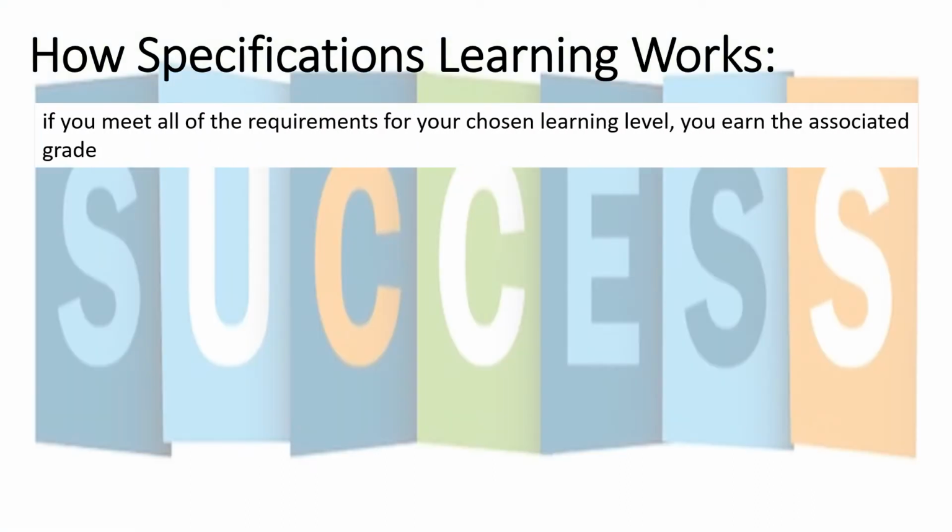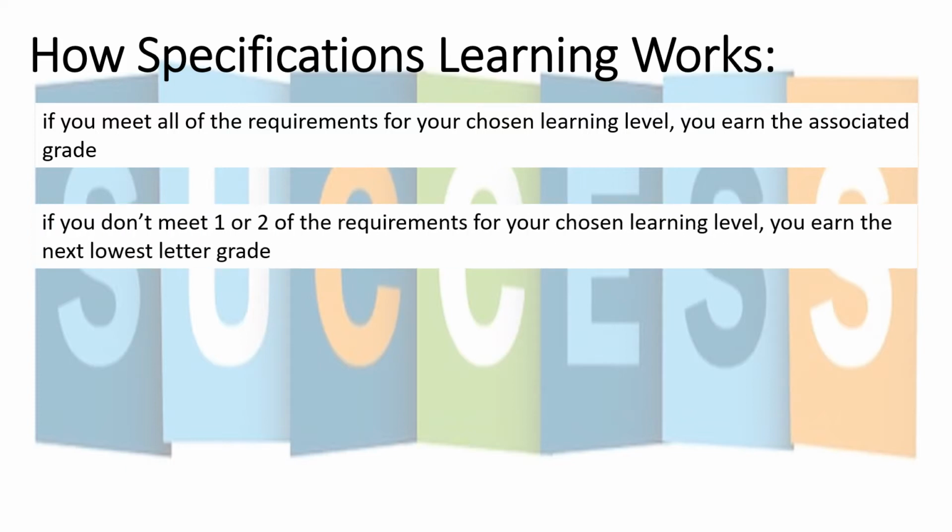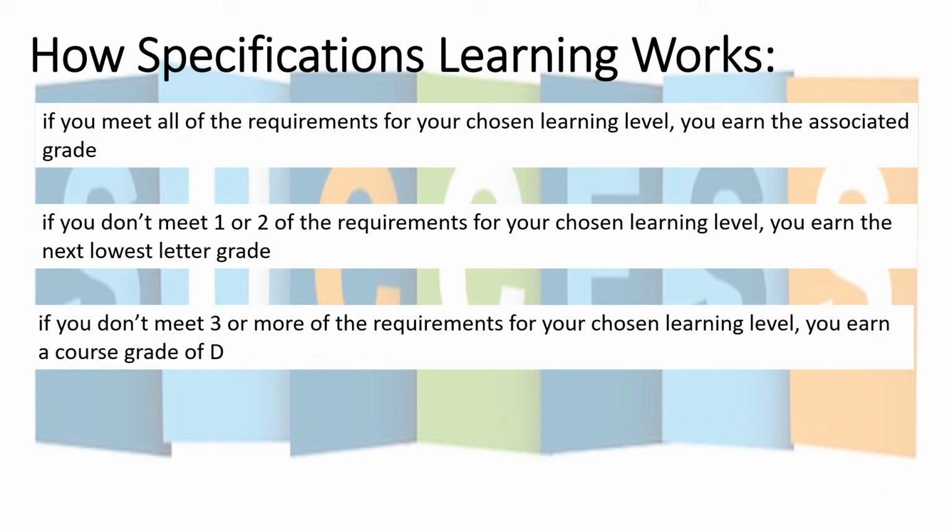If at the end of the course you have met all of the requirements for your chosen learning level, then you earn the associated course grade. So for example, if you chose the intermediate learning level and you meet all of the requirements, you earn a B for your final course grade. If you don't meet one or two of the requirements, you earn the next lowest letter grade. So again, if you chose the intermediate learning level and you fall short on either one or two of the requirements, you will earn a C for your final course grade. If you don't meet 3 or more requirements, you earn a D for your course grade.